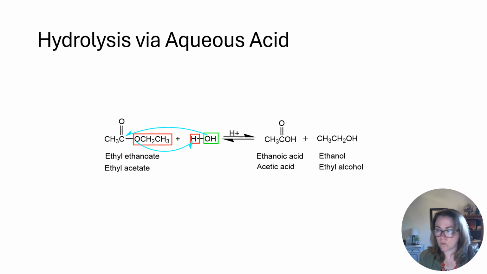Now, one thing to remember, just like with amides, when we are doing acid hydrolysis, we get our acid back. So here we are taking ethyl ethanoate, which we've seen in another reaction. We are reacting this with water with an acid catalyst. And so essentially what happens is that OH group goes back onto your carbonyl, your hydrogen goes back onto your alcohol. And so you end up with ethanoic acid and ethanol as your two products.